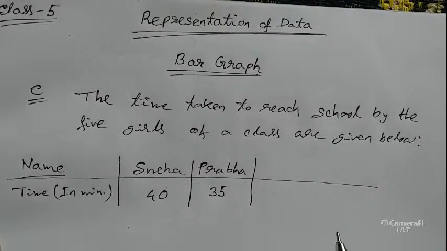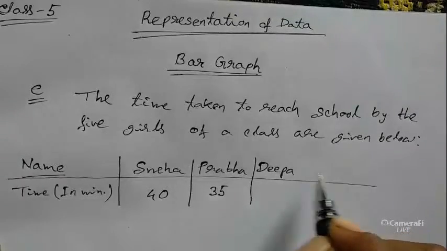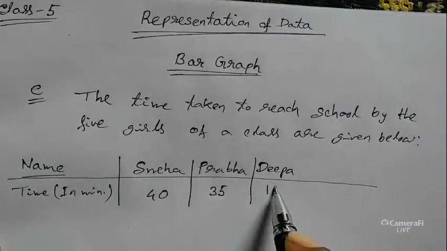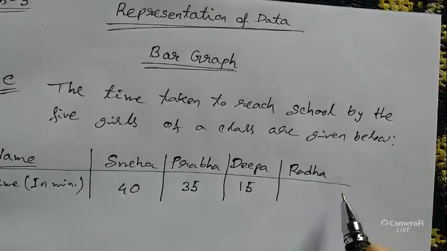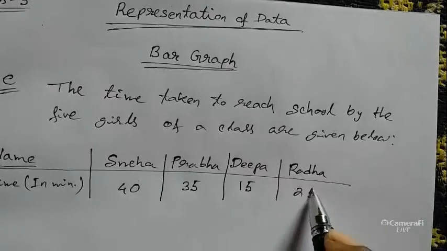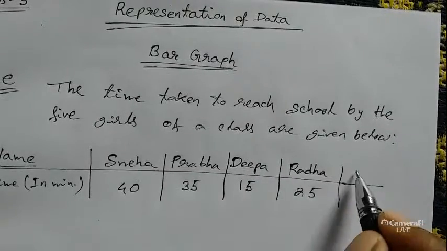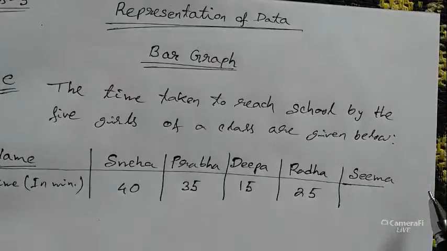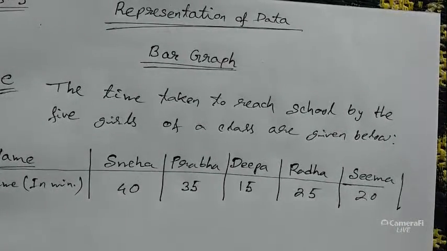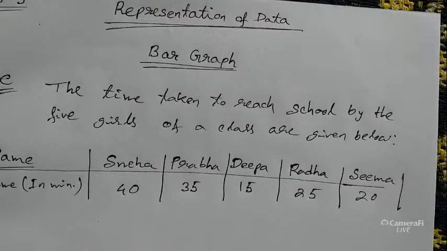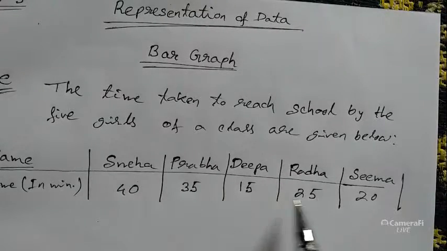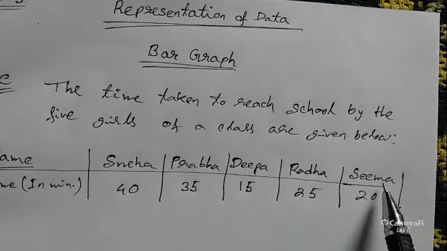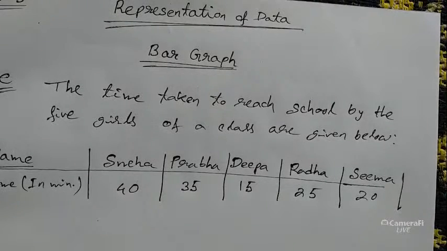Next is Deepa, 15 minutes. Next one is Radha. She takes 25 minutes. Another is Seema. She takes 20 minutes. So this is the data. Given information is here in the chart: name of the girl student and their time taken to reach the school. Sneha takes 40 minutes, Prabha takes 35, Deepa 15 minutes, Radha takes 25 minutes, Seema takes 20 minutes.